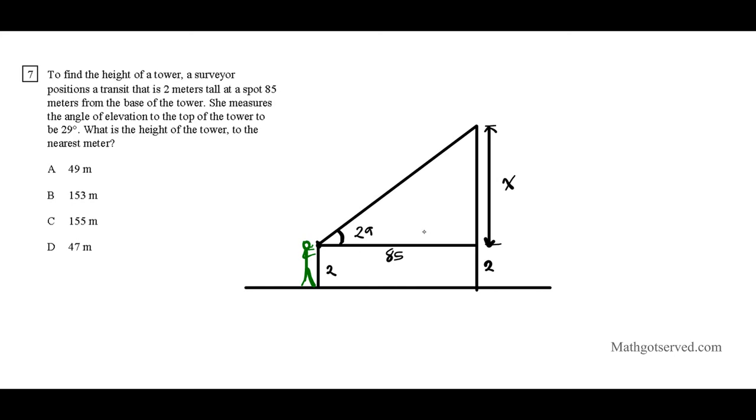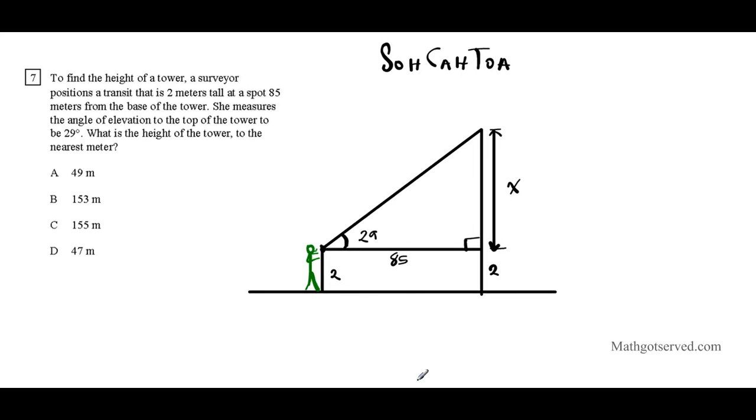All right, so we have a right triangle trig scenario here because we have two sides and an angle being involved. So what trig ratio are we going to use in SOH CAH TOA? Is it sine, cosine, or tangent? All right, let's look at what we need and what we know.